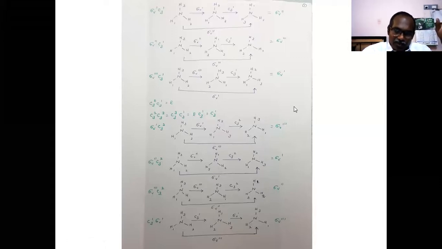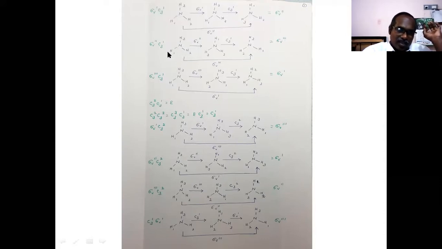Therefore, what will be that one single operation which will make this configuration into this configuration? Look carefully. The hydrogen 2 remains in its own place, whereas 1 and 3 are interchanged. Therefore, a reflection plane which passes through the 2 position will be the operation which will make this change. Therefore, the combination of sigma V once and C3 once will result in sigma V double dash. Are you able to understand?